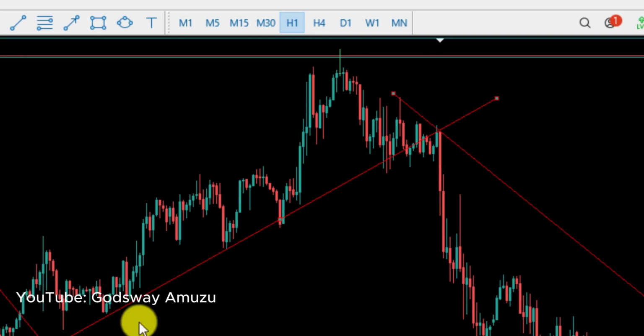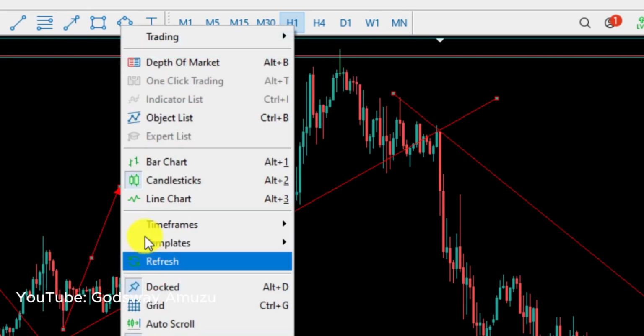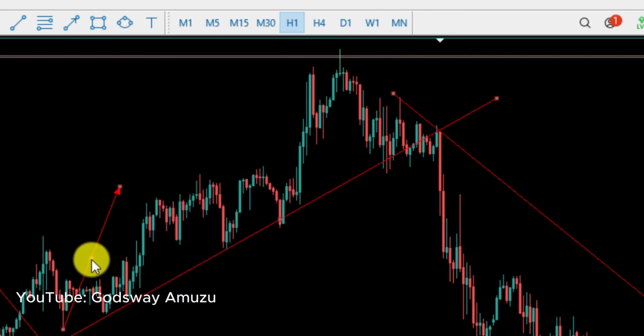Then all of a sudden, price started moving up. Okay, I hope you can see price movement right here. How price just started moving up to this point, right? That is one thing I want you to take note of.